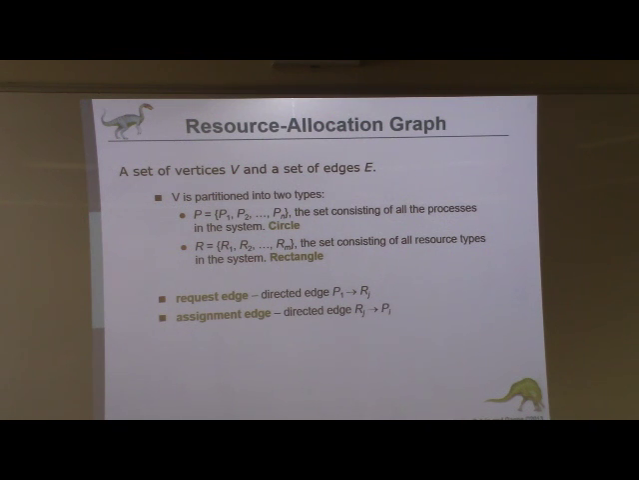In my PhD dissertation, I used the same name, RAG, but that was not the resource allocation graph. I used the region adjacency graph. So interestingly, it's the same name.